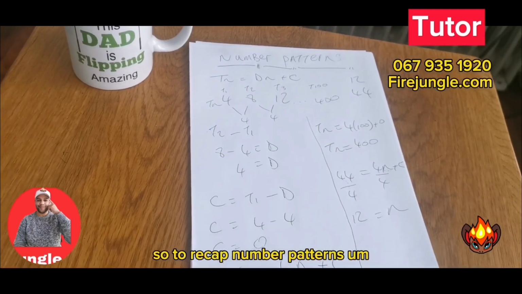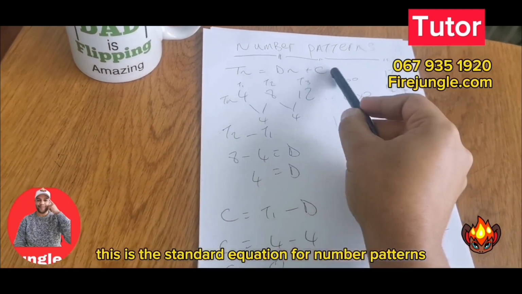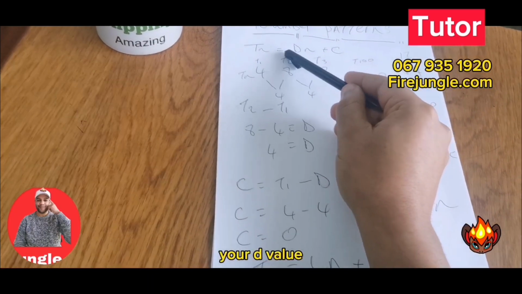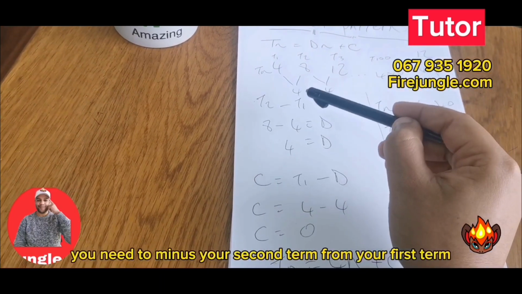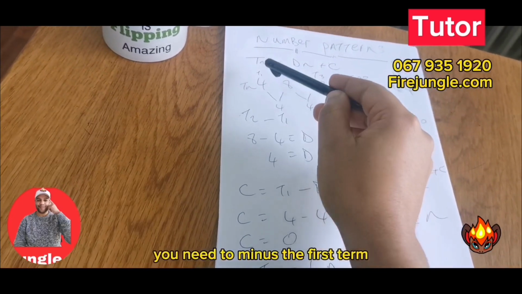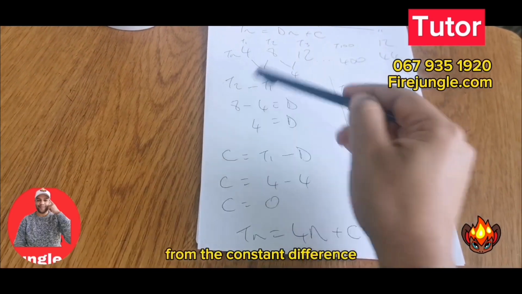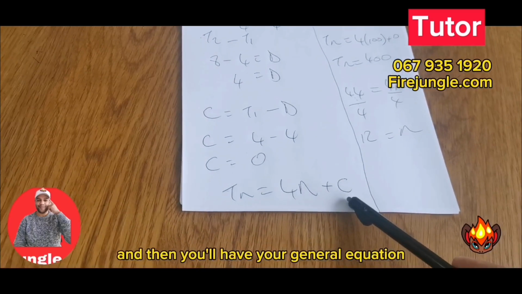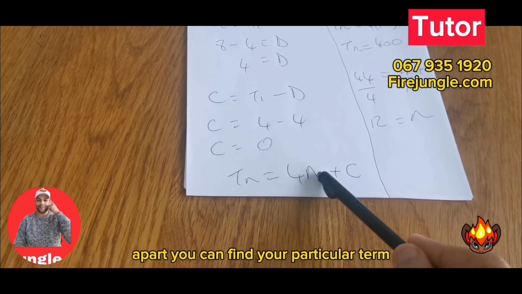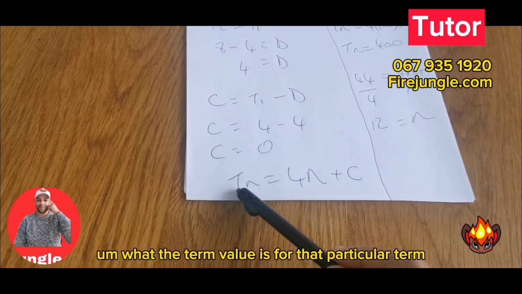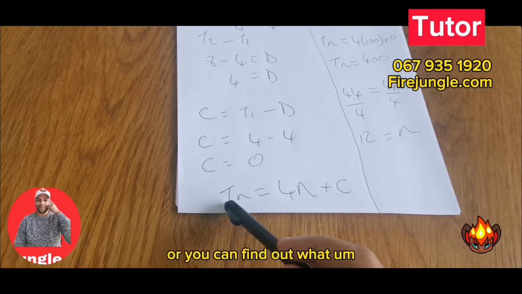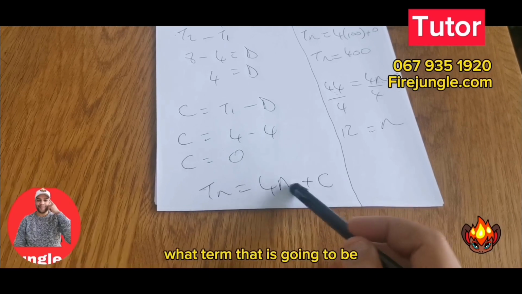To recap number patterns, this is the standard equation for number patterns. To find your D value, your constant difference, you minus your first term from your second term, and to find the constant C you minus the constant difference from the first term, and then you'll have your general equation. Then you can find the term value for a particular term, or given a term value you can find out what term it is.